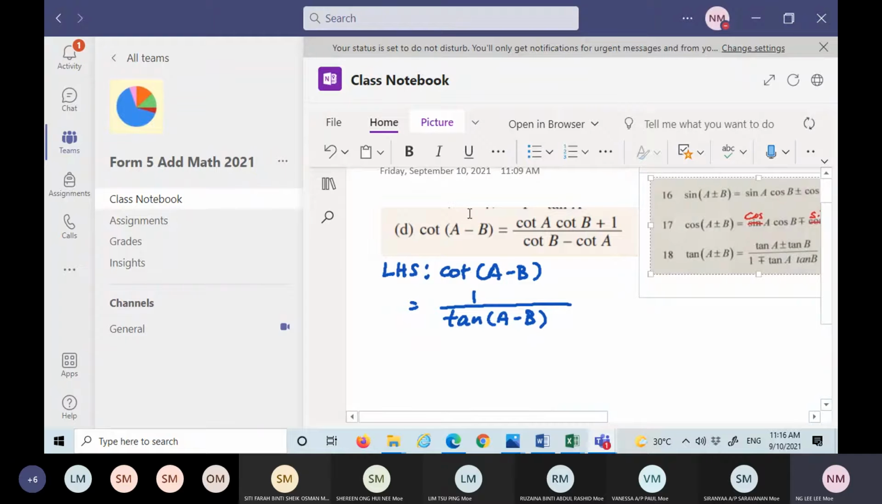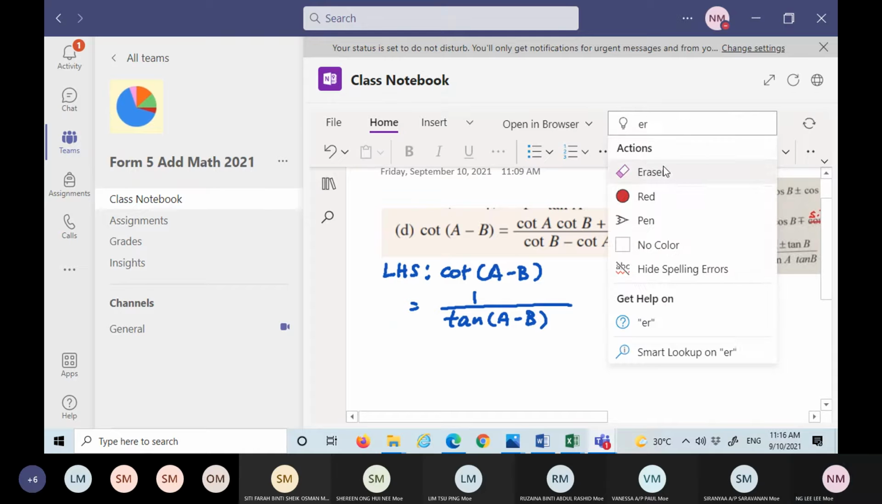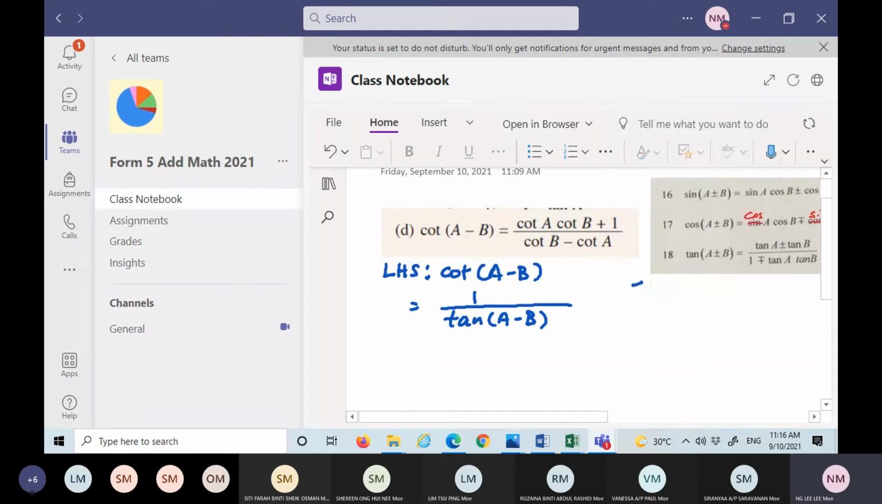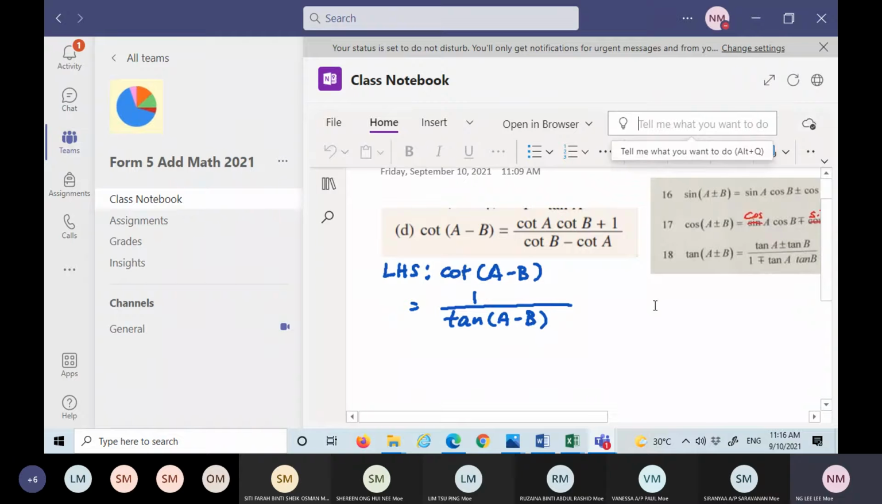Okay. So I have tangent A minus B. So A minus B, I use a sign at the bottom one. Okay, so I write it at the side here. Tangent. I know why already. This one is not very good to write. Okay, so I try one more time.